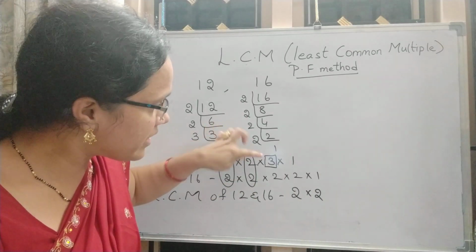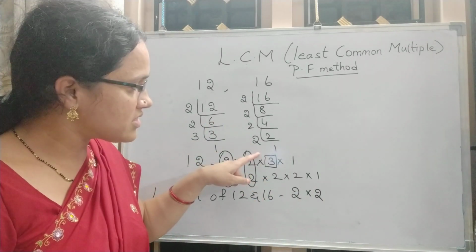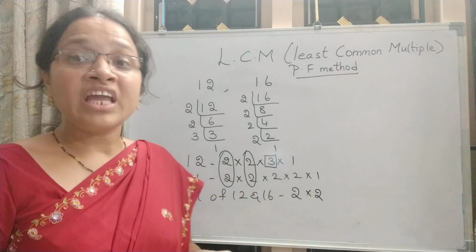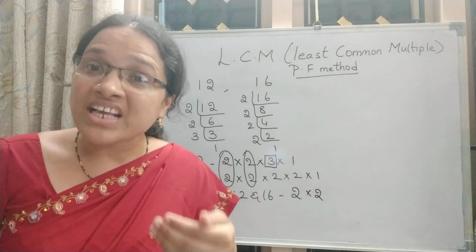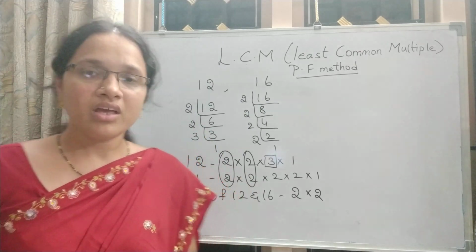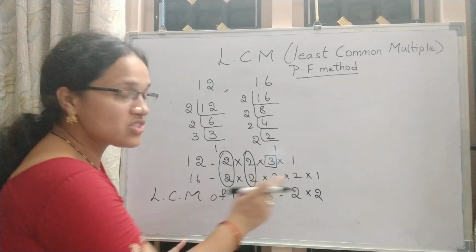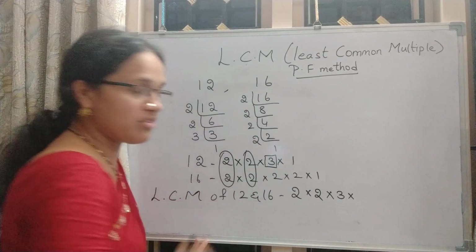See whether this number is present in the other numbers or not. If it is present, you should take the maximum number of times it is given. So see, 3 is actually not here, so you need to take 3 as it is, since it is not repeated.